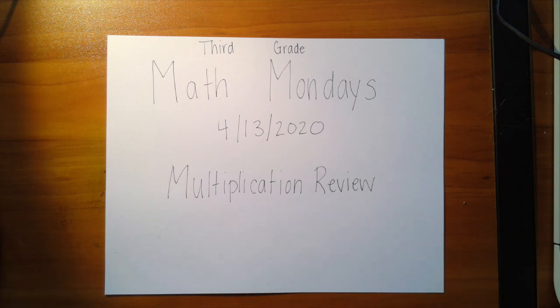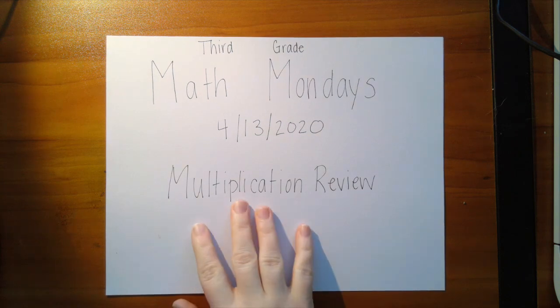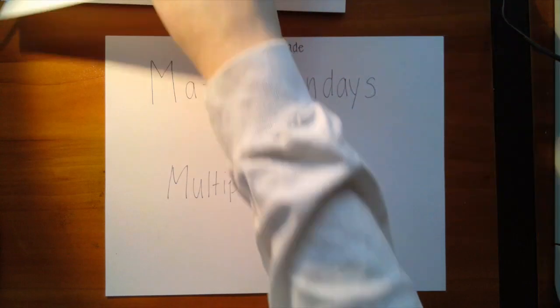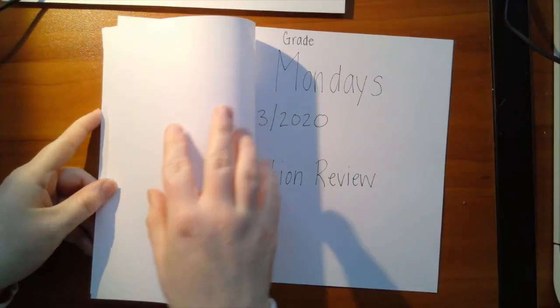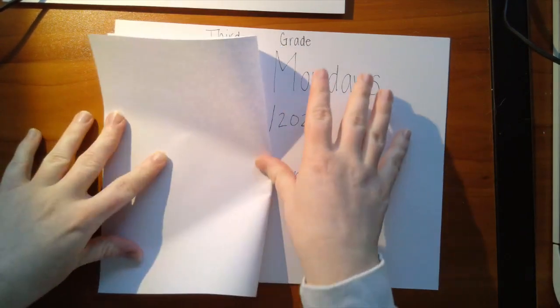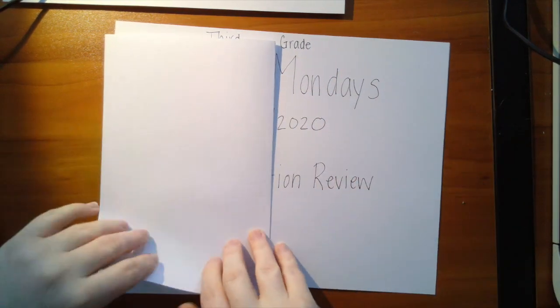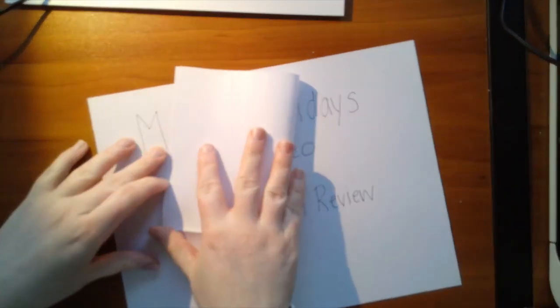Alright, so today we're going to review 4 different ways to multiply. So you're going to need a pencil or something else to write with and some paper. Okay, so you can take your paper and you're going to fold it in half like a hamburger. And open it back up, and then you're going to fold it in half again like a hot dog.